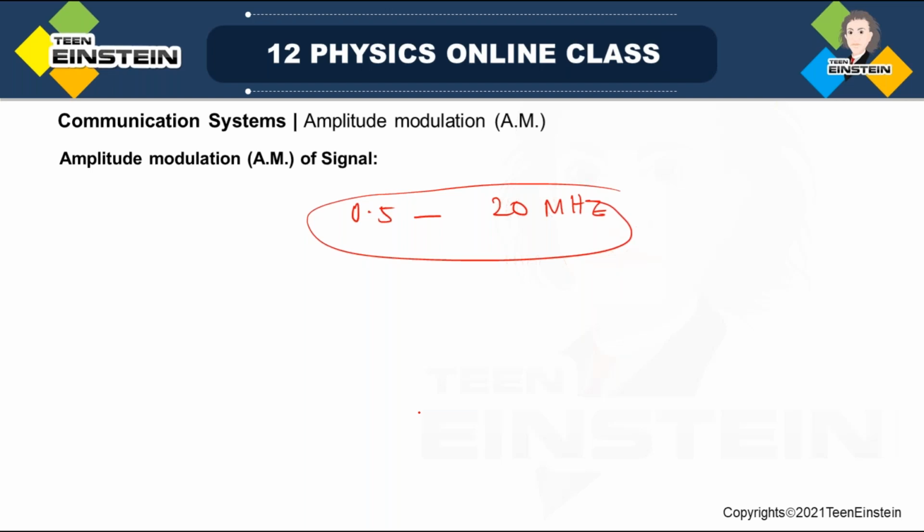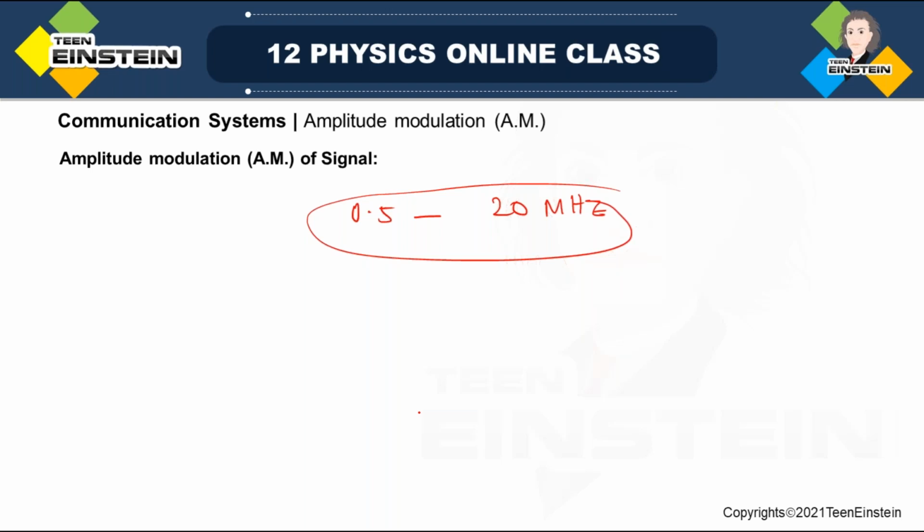But there are some disadvantages also. Amplitude modulation suffers from noise, quality of the audio signal will be very poor, and efficiency of amplitude modulation is actually very low. These are the disadvantages. So I'll stop it here.